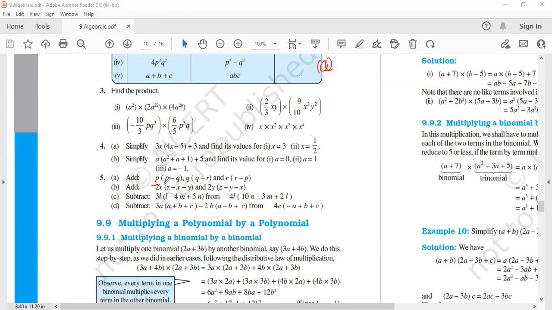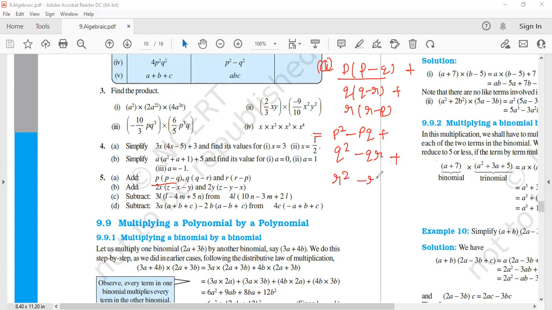Let us try to solve the fifth question. First A part. Add p bracket p minus q plus q bracket q minus r plus r bracket r minus p. So firstly we have to simplify this. So this is very easy. P into p square minus pq, plus q into q, that is q square minus qr, and plus r into r square minus rp.